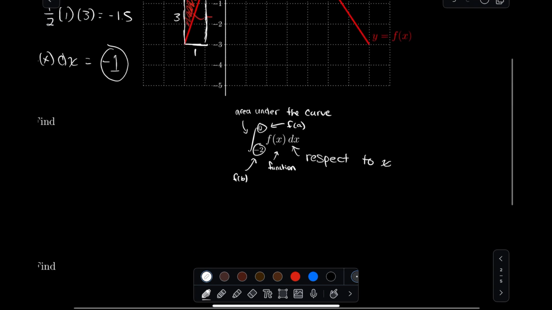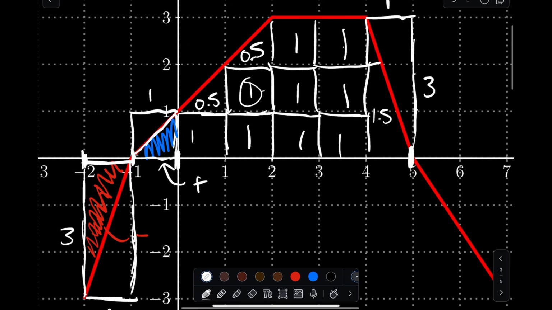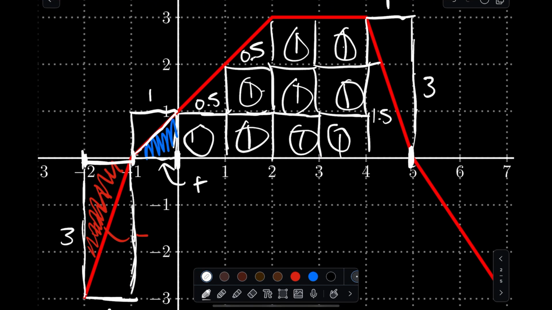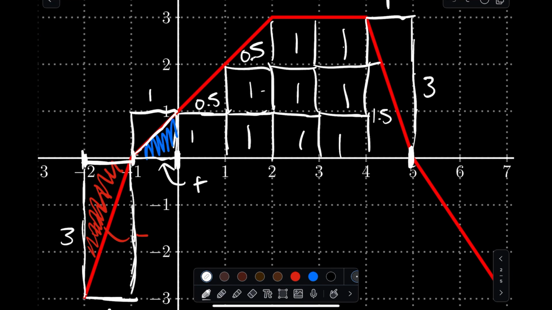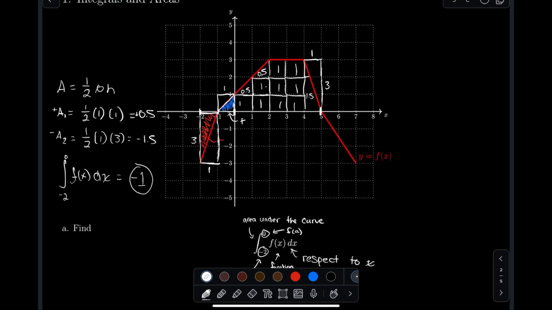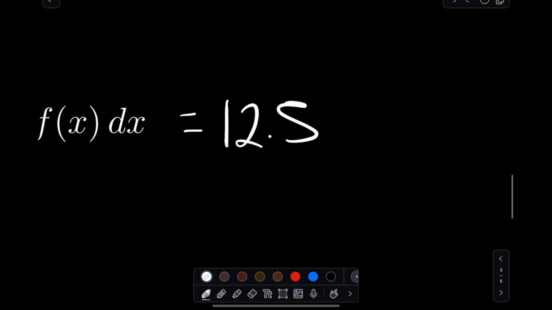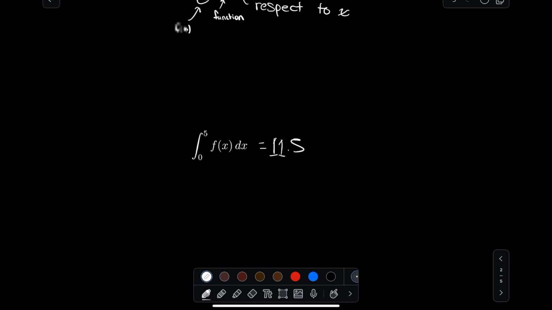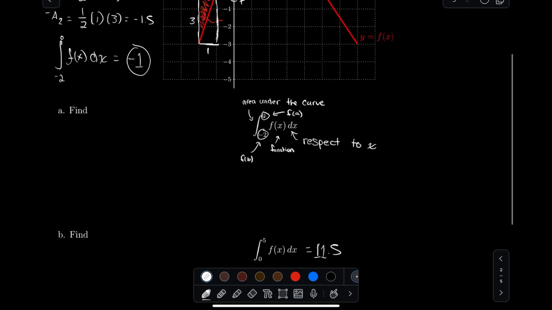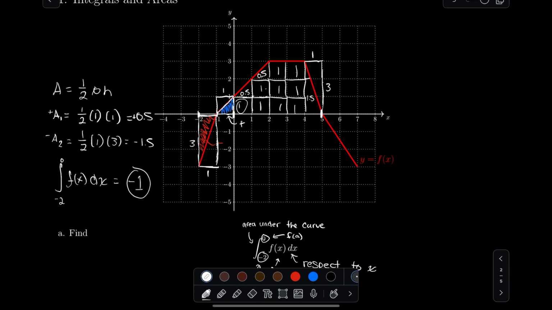Just count everything you see. You have 1, 2, 3, 4, 5, 6, 7, 8, 9, 10, right? 11, 11.5. Okay, I miscounted. So make sure you count. With looking at these functions with just pictures, you have to really make sure that you count every single square.